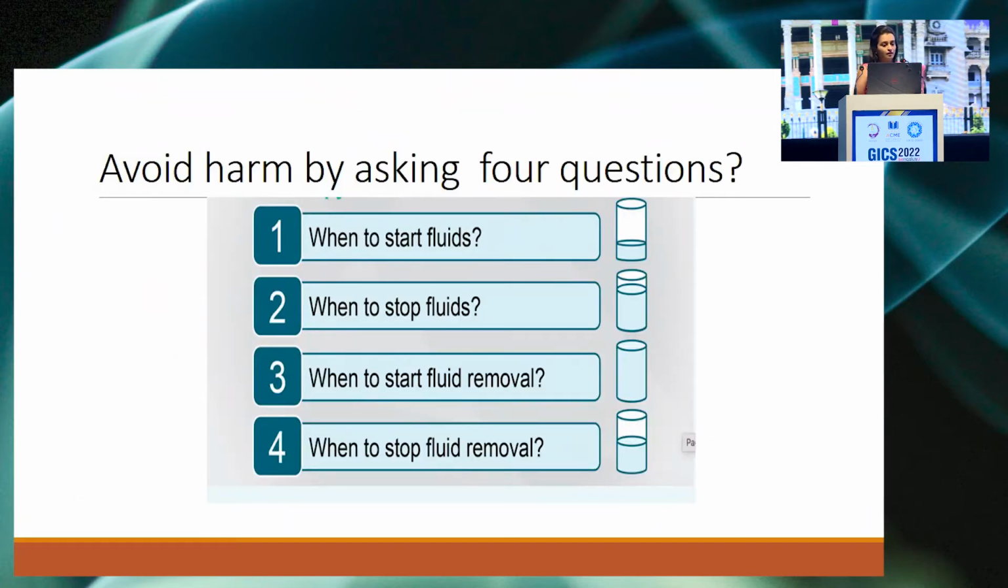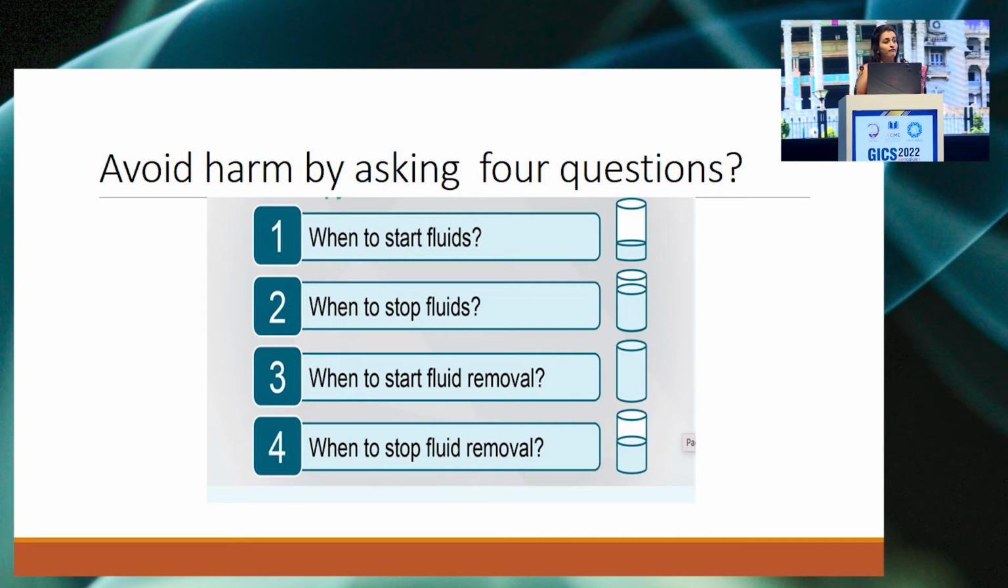So, always ask these questions: when I should start the fluid, when to stop the fluid, and when we should start active fluid removal. And simultaneously, I'm not only saying that deresuscitation is good, but we should also know when to stop active fluid removal.